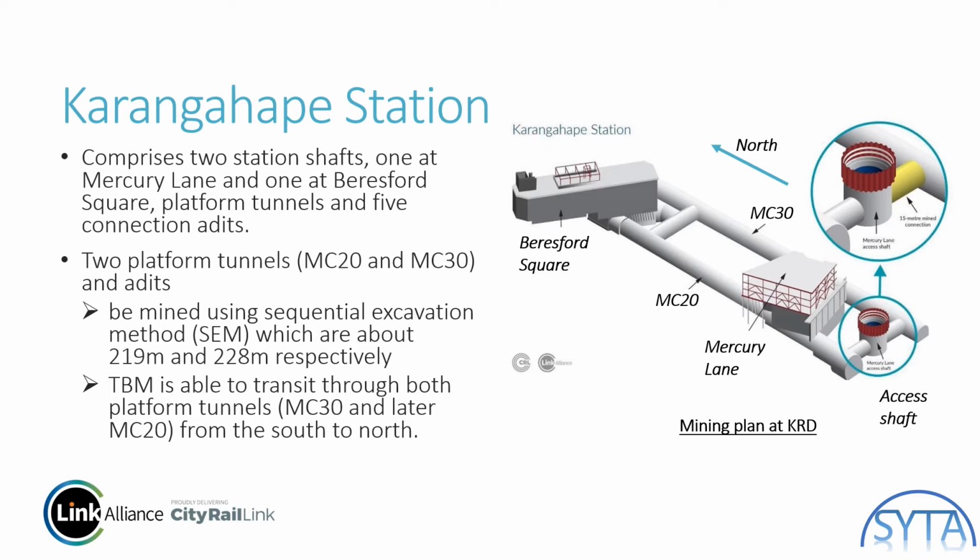Then the platform tunnels and 5 connection adits. There are 2 platform tunnels called MC20 and MC30. It is mined using the sequential excavation method, which are about 220 meters. The TBM is able to transit through both platform tunnels, first the MC30 and later MC20, from the south to the north.